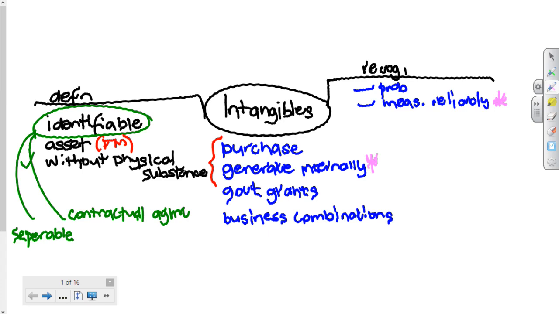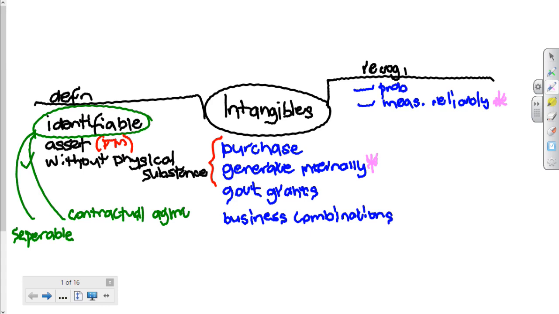So, for example, the Coke brand. How do we measure what it cost Coke to develop their brand? It's almost near impossible to measure that reliably. Do you agree? How do we measure it? It's impossible to measure reliably. If McDonald's introduces a new burger, how do we measure that intangible, which is that recipe for that new burger? How do we measure that reliably?